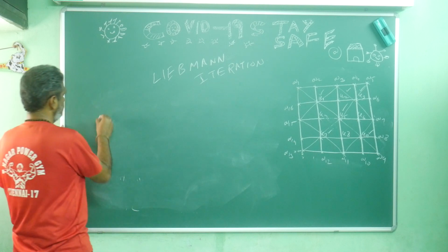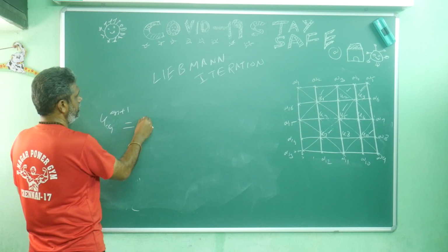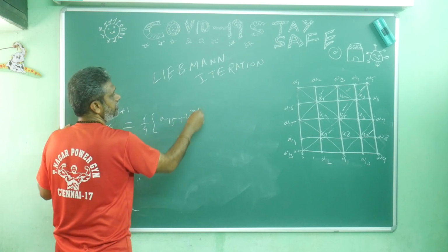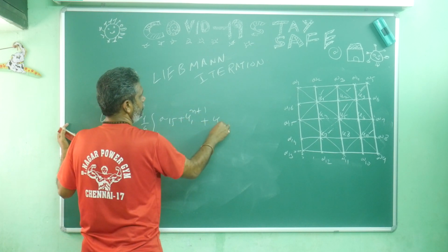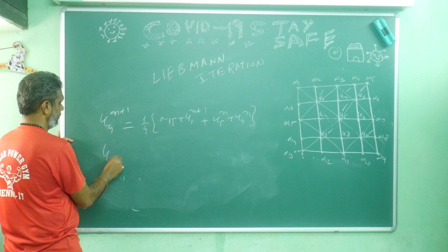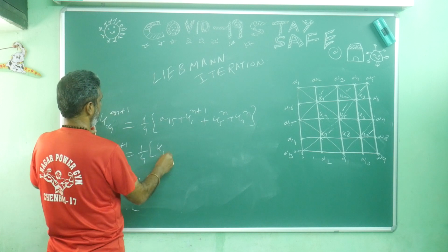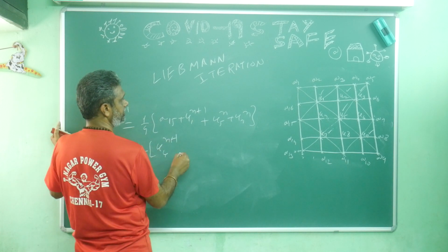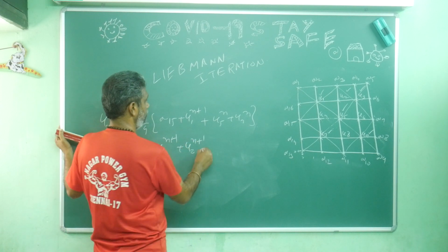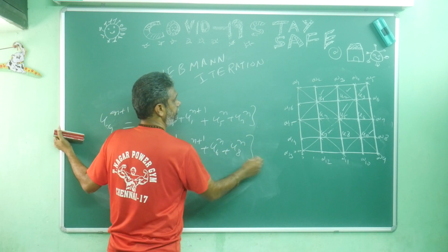Similarly, find u4. u4 of n plus 1, what you will get? 1 by 4 a15 plus u1 of n plus 1 plus u5 of n plus u7 of n. Then u5 of n plus 1, what you will get? 1 by 4 u4, see, u4 of n plus 1 is in my hand, u4 of n plus 1 plus u2 also in my hand, n plus 1, then u6 of n, then u8 of n.